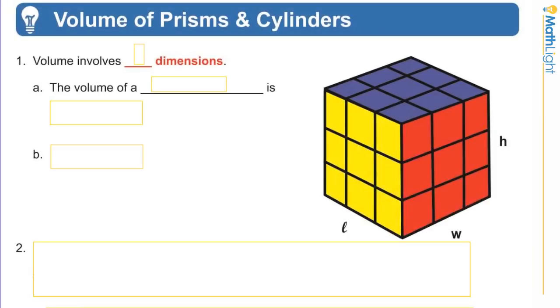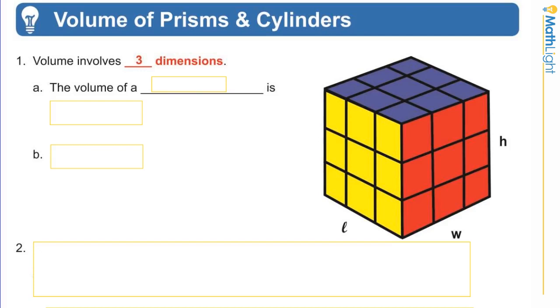All right, so we've got the lesson on volume of prisms and cylinders. When you think about volume, now all of a sudden we have to go from 2 dimensions to 3 dimensions. Volume is 3-dimensional. Area is 2-dimensional. Even a 3-dimensional shape for surface area is made into a 2-dimensional figure.